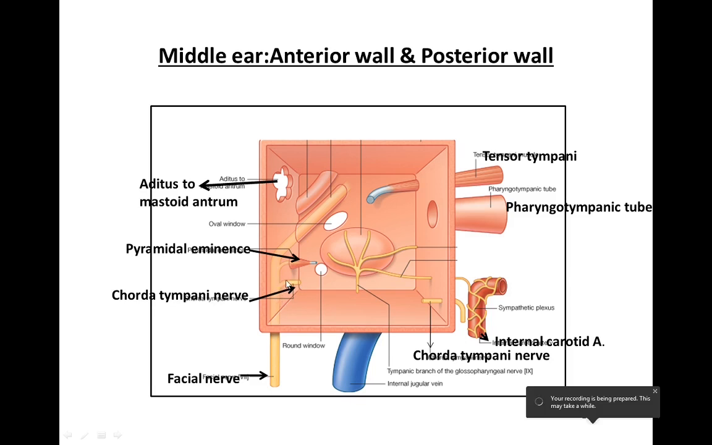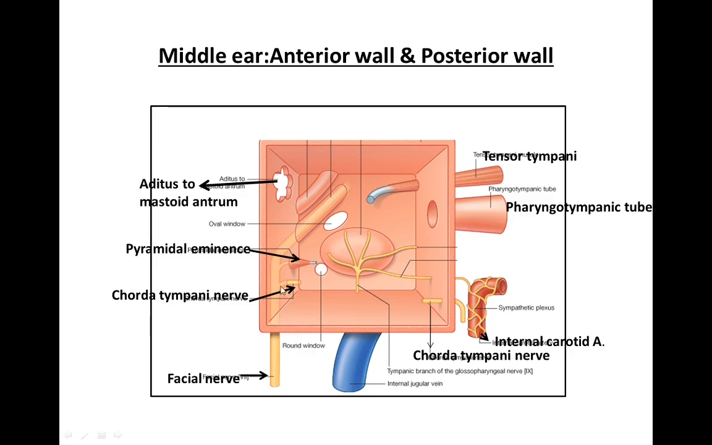This chorda tympani nerve traverses the middle ear cavity from the posterior wall, then goes out through the anterior wall. Just above that, there is a bony eminence called the pyramidal eminence, and through this pyramidal eminence the stapedius muscle comes to insert into the stapes. Then on the posterior wall, we can see two elevations, one being the vertical part of the facial canal.